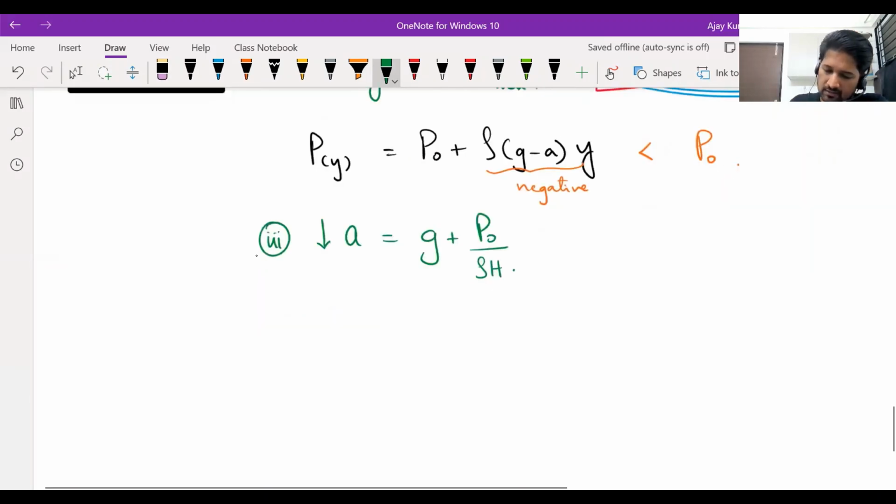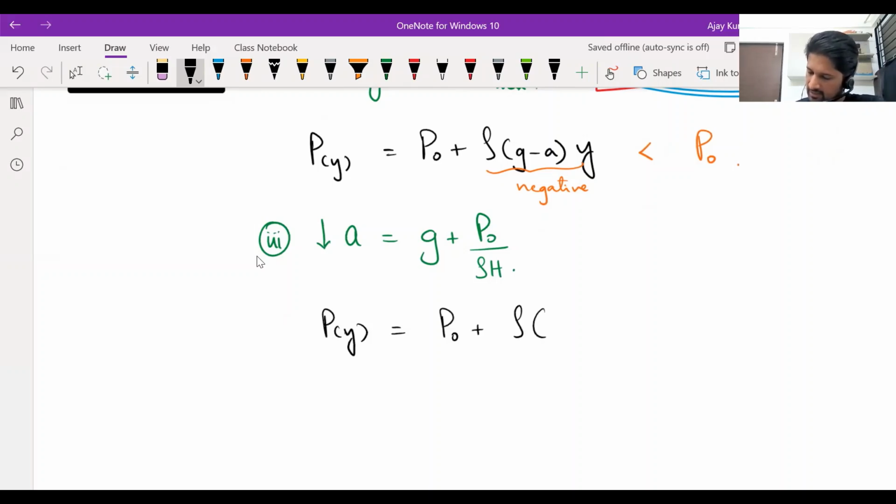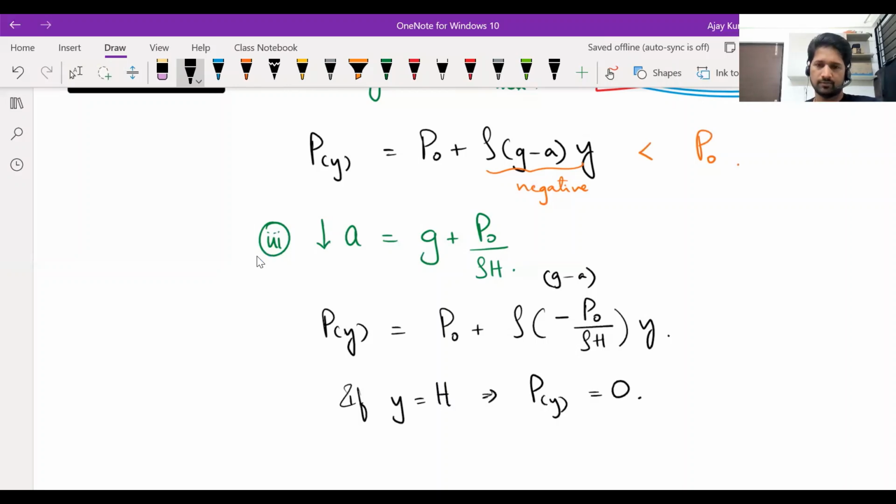If this happens, then the pressure at a depth y will be P naught plus rho times (g minus a) times y. If you do g minus a, it will become minus P naught by rho h, into y. Basically, this is the g minus a that I have written here. And if y is equal to h, meaning at the lowest point of the liquid, the pressure will become absolutely zero. What does pressure becoming zero mean? The liquid is now not pressing the base at all. It is about to lose contact.